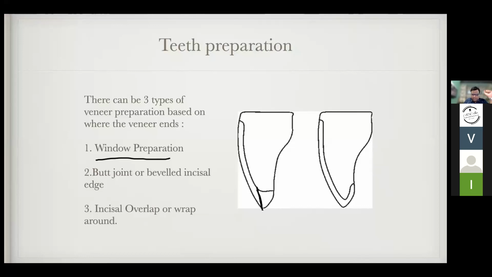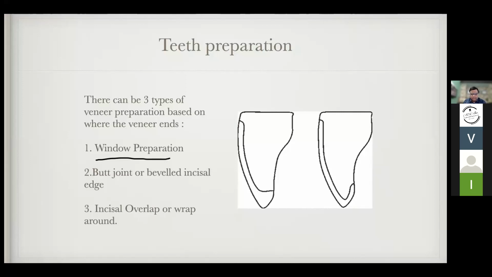In the second, you have a butt joint. This is called a butt joint. That's a veneer prep that extends to the butt joint. And in the third, you have an incisal overlap. That means you will also go on to the palatal or the lingual surfaces. In the first, you are only confining yourself to the facial surface. So your prep is like that, just confining yourself to the facial surface. That's it. It's like a window, as you can understand.